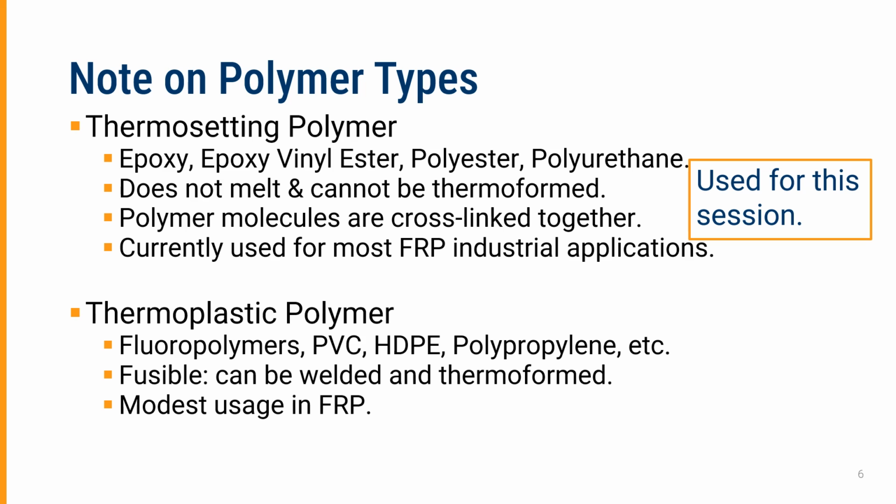Thermoplastic polymers, on the other hand, are things like fluoropolymers or PVC, polyvinyl chloride, HDPE, which is high density polyethylene, polypropylene, and so on. These are fusible. They can be welded, they can be thermoformed. They have modest usage in FRP, and where they are used is normally for a lining material, where superior chemical resistance can be obtained without having to build the entire vessel out of a relatively weak material compared to FRP.